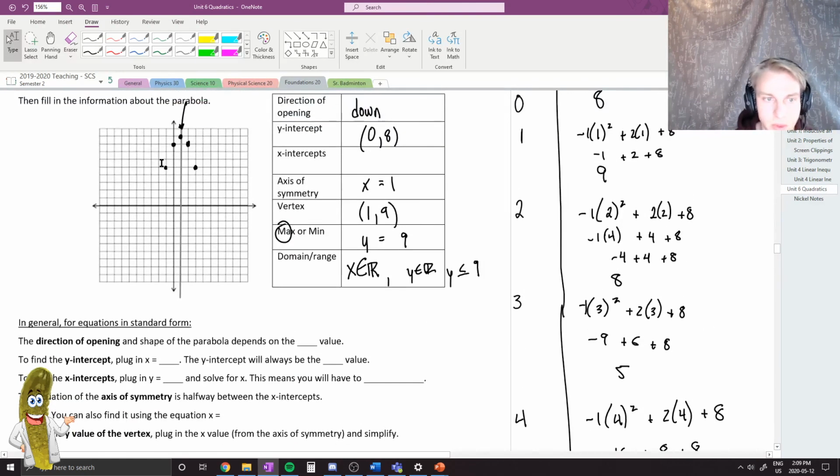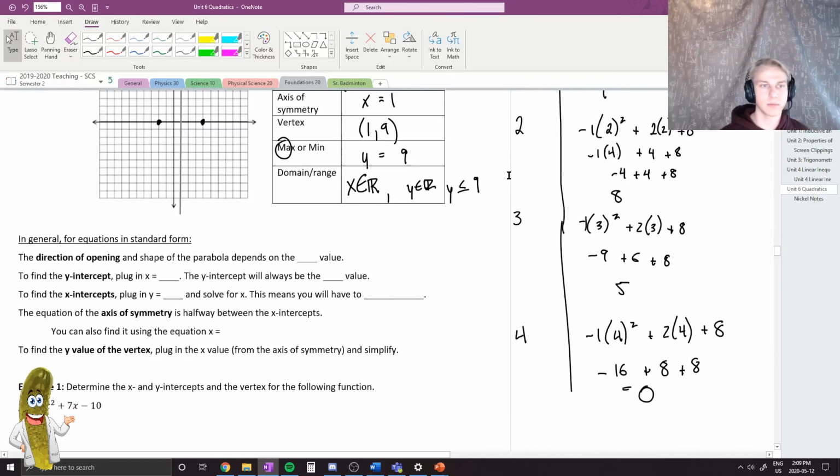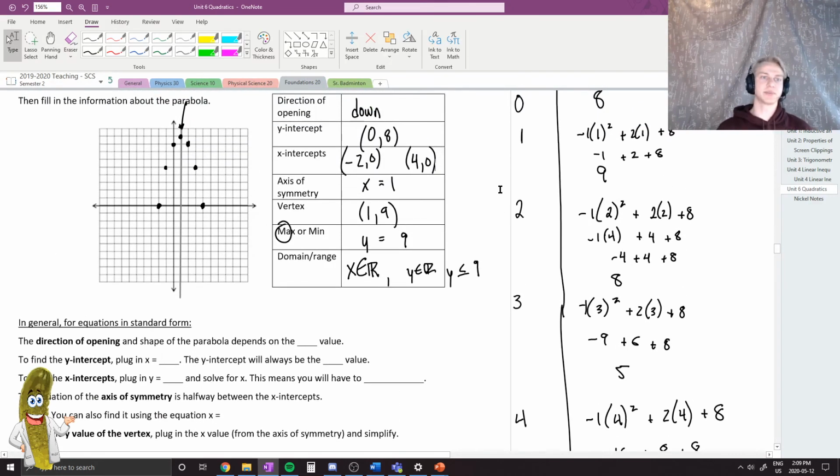That is equal to 0. And so then we would know that at the point x is equal to 4, y is going to be equal to 0. And because we have this axis of symmetry, we know that that'll be repeated on the other side as well at x is equal to negative 2. So at negative 2, 0, and at 4 comma 0, we will have our x-intercepts.